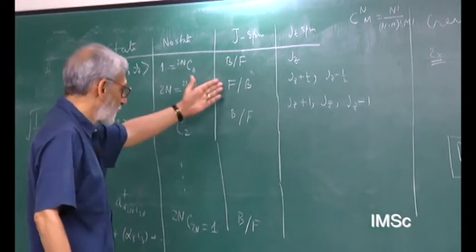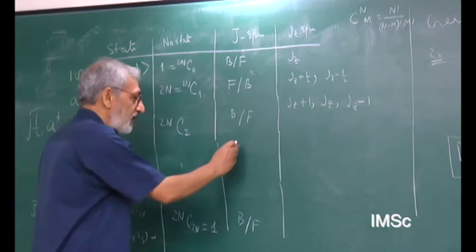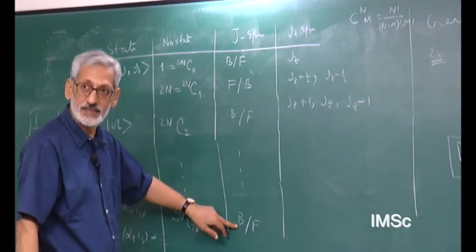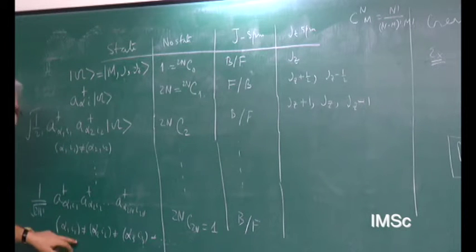They became alternately fermion, boson, but the last one, when you take all the steps here, there will be an odd number of steps. Yes, 0, 1, 2, 3, and 2n. Right? Odd number of steps.